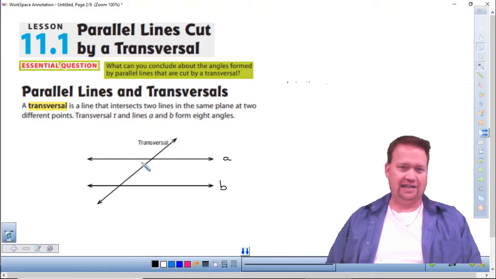4 of these are interior angles. The interior angles are in between the 2 parallel lines. So those angles right there that I just scribbled in, those are the interior angles. And out here, these angles on the outside of the drawing are called exterior angles. So this right here, we might say line A is parallel to line B, and it's cut by a transversal.